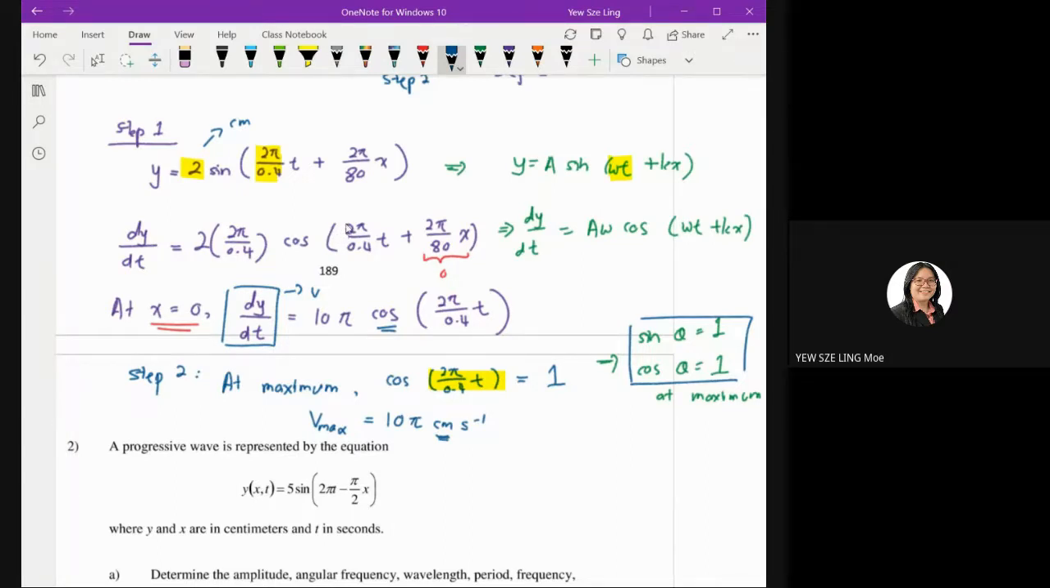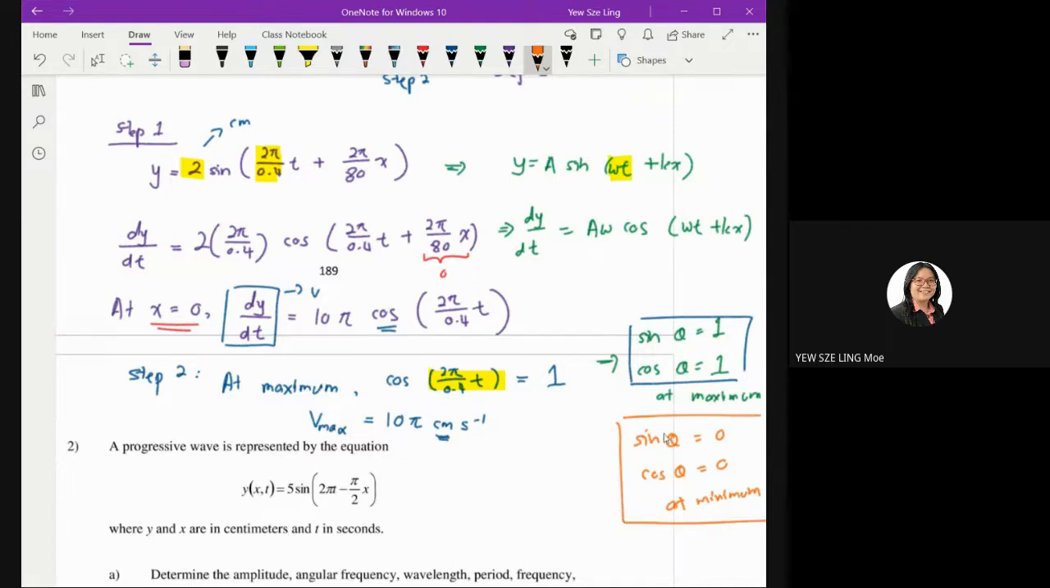And then step number 2, once you have the equations, you then try to identify what happened at maximum. At maximum, it doesn't matter what is inside the bracket, as long as you have a cos function or a sine function, then we always assume it is equal to 1. And if the question is asking for minimum, then sine theta and also cos theta, both of them are equal to 0 at minimum. So this is another set of values that you need to know.